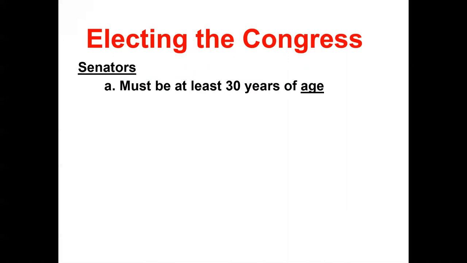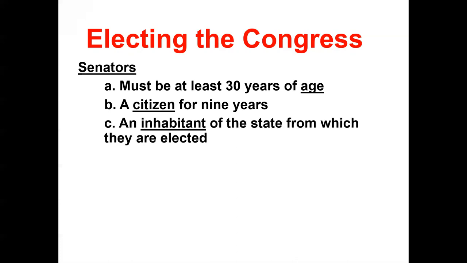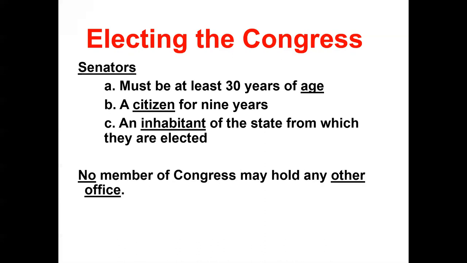What about senators? Senators must be at least 30 years old, a citizen of the US for 9 years, and an inhabitant of the state from which they are elected. Inhabitant means resident. They should be residents. They have to have a house, a residence in that state.